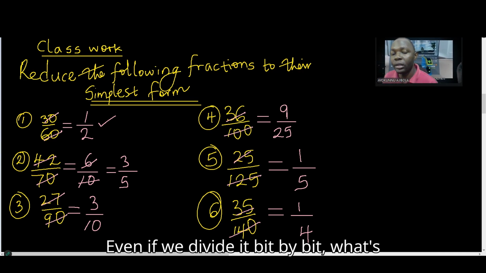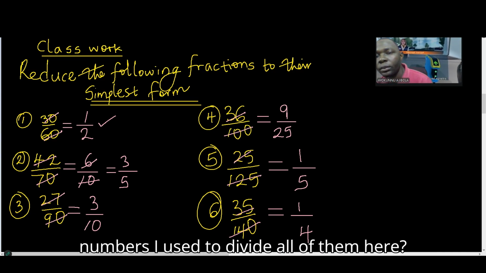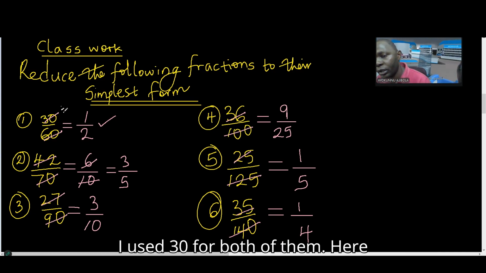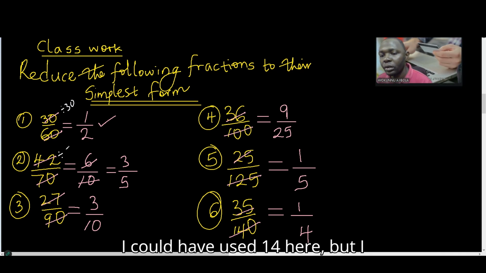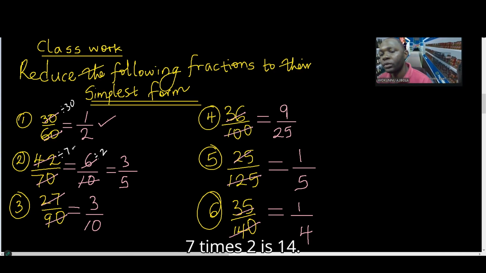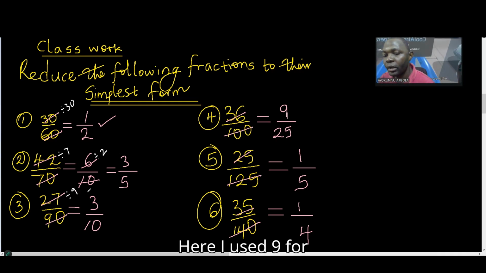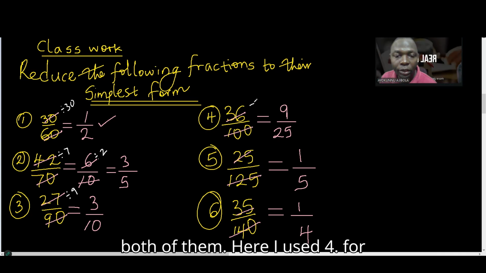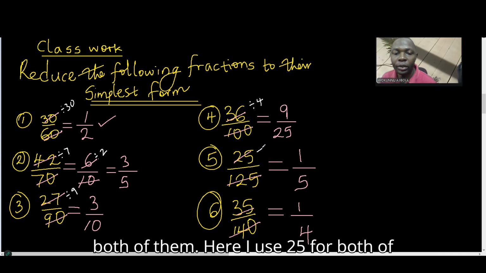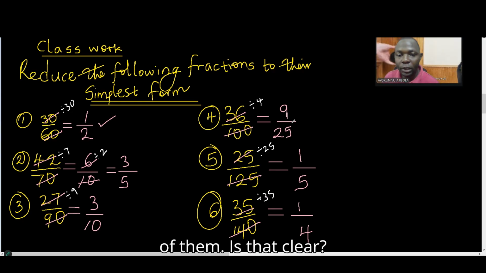Even if we divide it bit by bit, we're still going to get the same answer. So what are the numbers I used to divide all of them? Here I used 30 for both of them. Here I could have used 14, but I used 7 here and I used 2 here. 7 times 2 is 14. Here I used 9 for both of them. Here I used 4 for both of them. Here I used 25 for both of them. And here I used 35 to divide both of them. Is that clear?